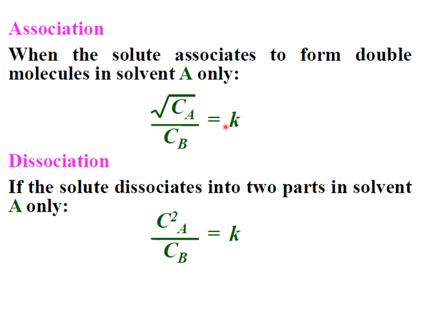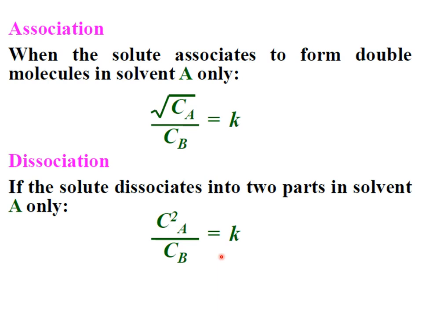And if dissociation took place in liquid A, the rule will change to C_A squared over C_B equal to K. So you can observe here that association will change the formula, and dissociation will also change the formula. If you ignore the association and the dissociation, the original formula will apply, which is C_A over C_B equal to K.